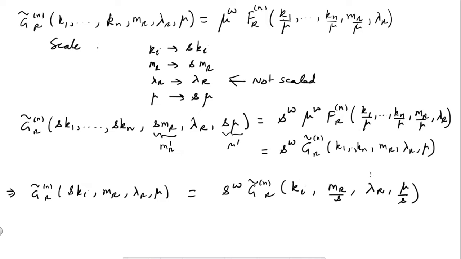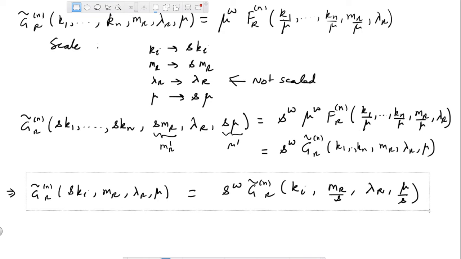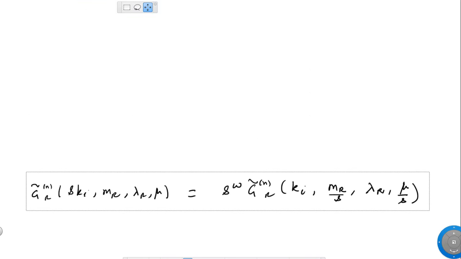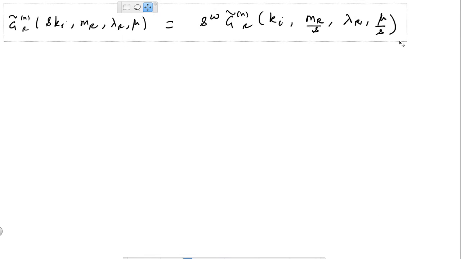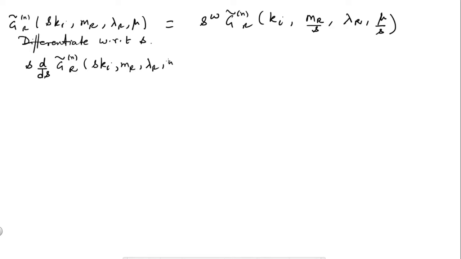Okay. So now let's differentiate this with respect to s, still remembering we are doing purely dimensional analysis. So I'll differentiate this with respect to s. Now let's differentiate this. So what does that give? That gives s d over ds. I'm differentiating with respect to s and then multiplying by s also. G tilde n r s k i m r lambda r mu.